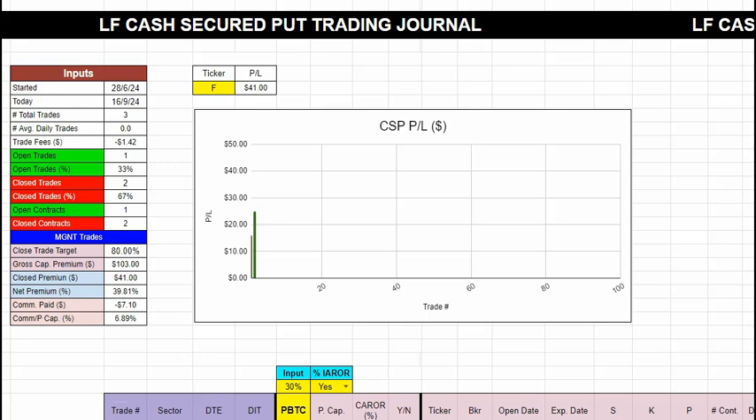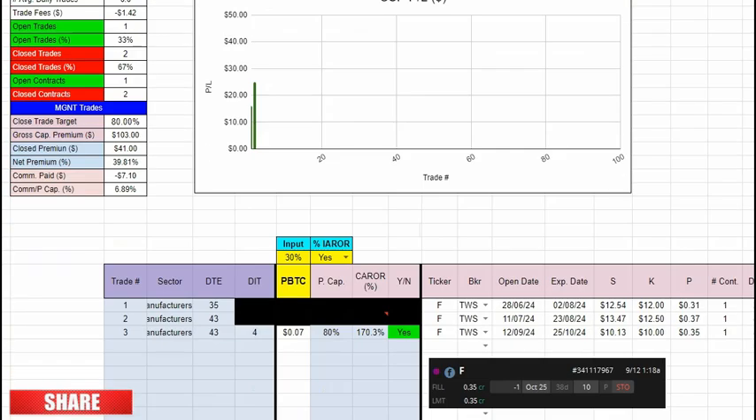Guys, in this video I'm going to explain to all of you what I do in terms of checking if the cash secured put option is worthwhile to place the trade. Okay, so this is just a simple trading journal that I have here, and I want to show you guys the entry first. Okay, so as you guys can see, very simple.